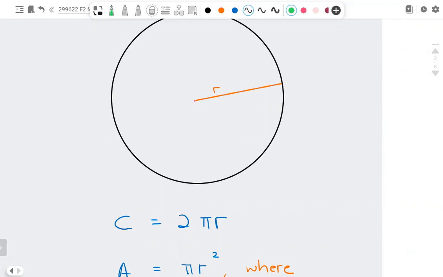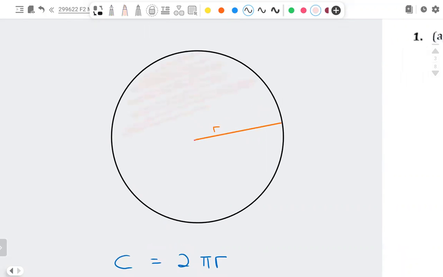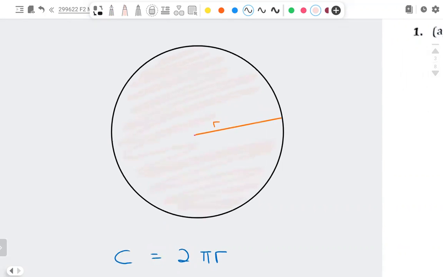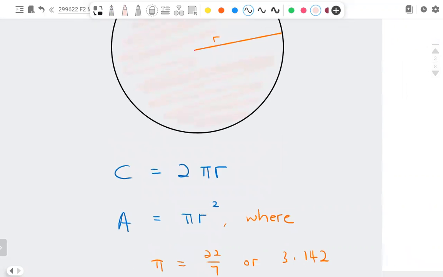If you want to find the area, area means the surface of the whole circle, the shaded one, then the formula will be pi r square. Pi times radius and times radius again. So A equals pi r square.